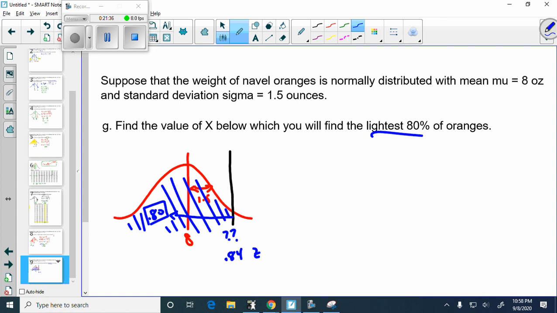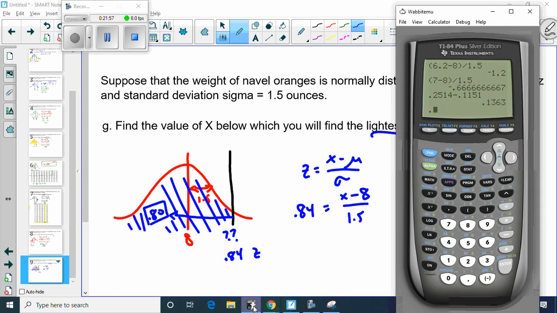But my question is, what is that number? Well, z equals x minus mu over sigma. My z, we just said, was 0.84. The x is what I don't know. Mu is 8. Sigma is 1.5. So I've got 0.84 times 1.5 plus 8, which is 9.26.